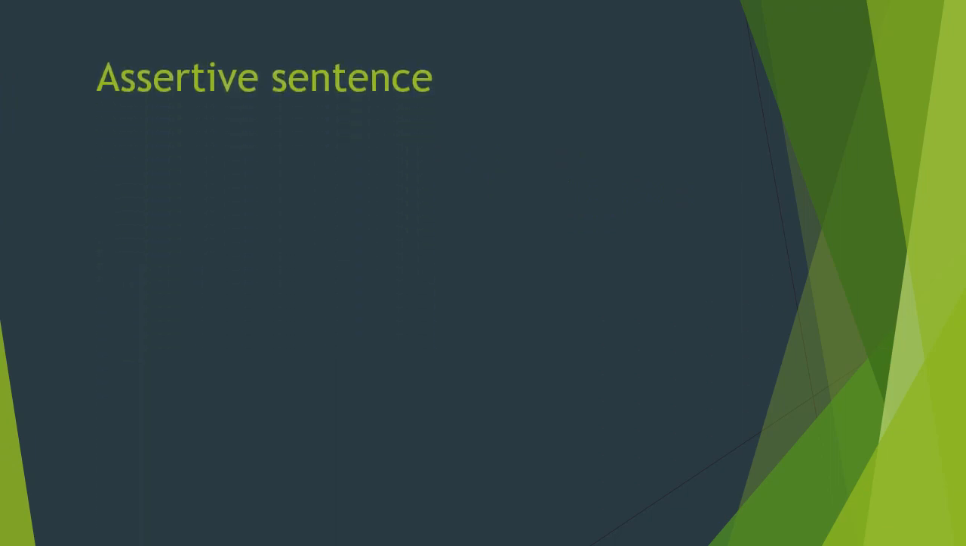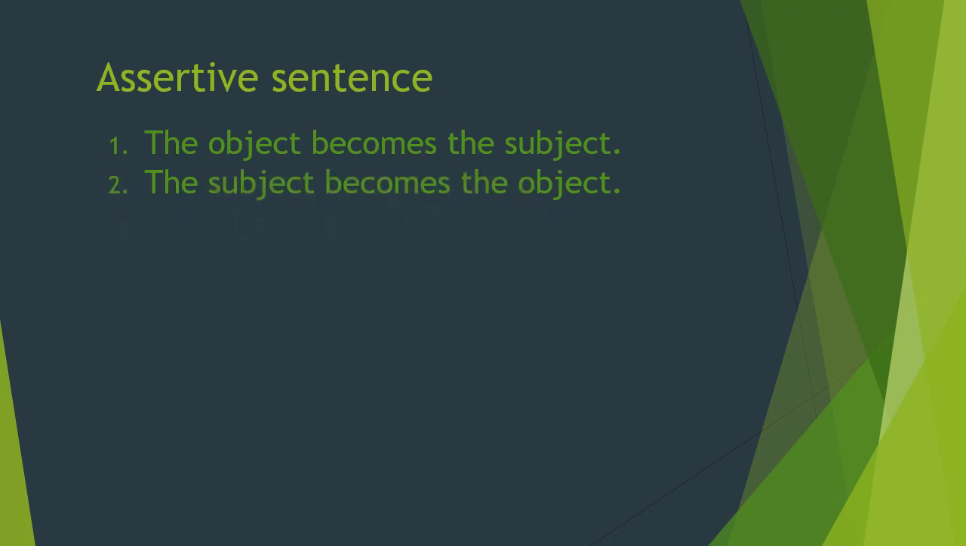First, let us take assertive sentence. Assertive sentence is nothing but a declarative sentence. As I have already said, the object becomes the subject. So, if you are transforming an active voice sentence to a passive voice sentence, first thing you should know is to identify the subject and the object and exchange the subject and the object. So the rule 1 is object becomes the subject and subject becomes the object.